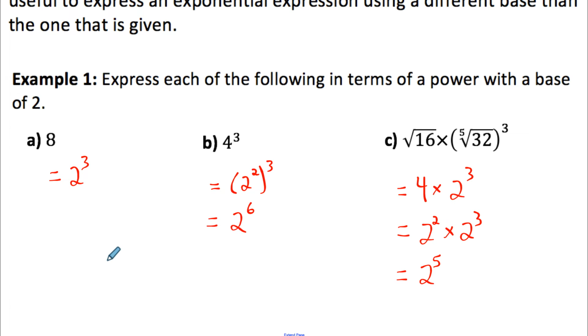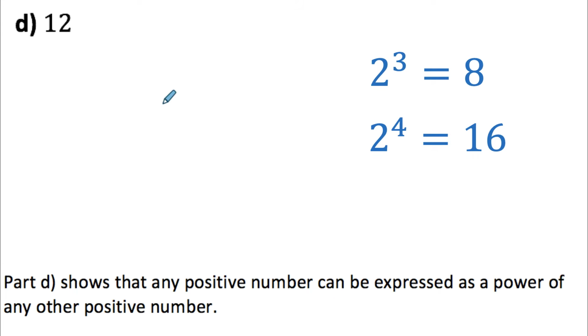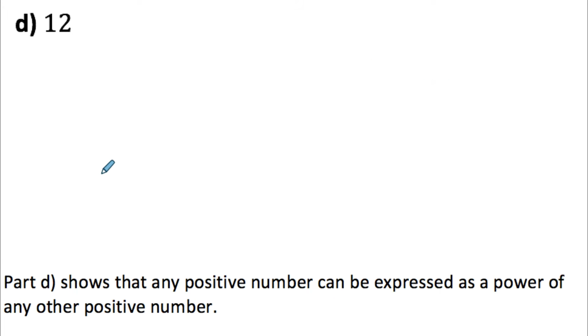Let's do one that's a little bit more difficult. Part D, we want to rewrite 12 as a base 2 power. Well, 2 cubed is 8 and 2 to the 4 is 16. So how am I going to put an exponent on 2 and get 12? It's not going to be an integer exponent, but there is an exponent I can put on it. And if I'm looking for what exponent can I put on 2 to get 12, well, a logarithmic function can figure that out for me.